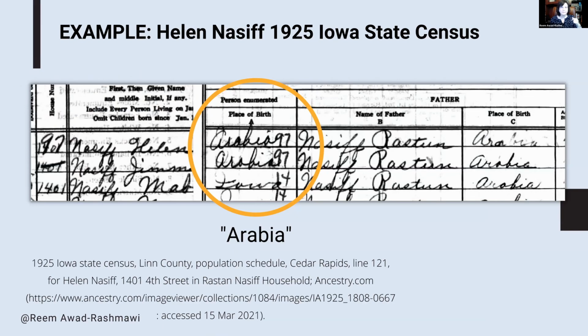This is, again, the same person. She is in the 1925 Iowa State Census. Her place of birth is listed as Arabia. Except for Saudi Arabia, there isn't an Arabia, but her country of birth, presumably, is considered Arabia in this 1925 Iowa State Census.